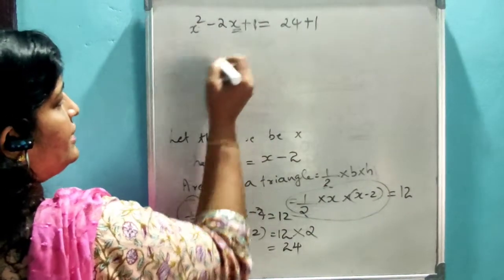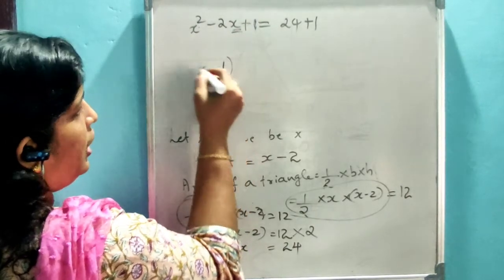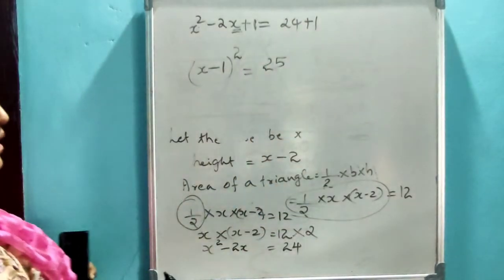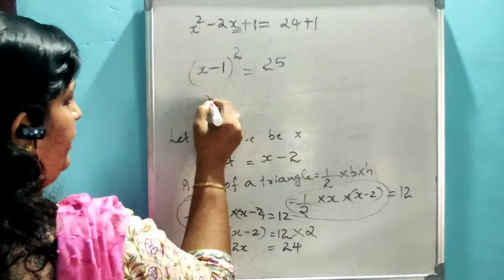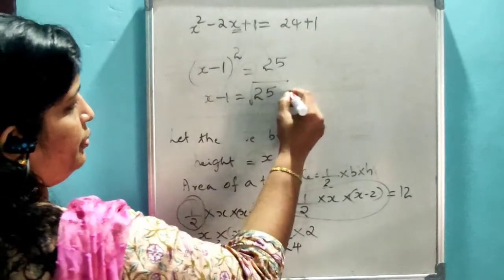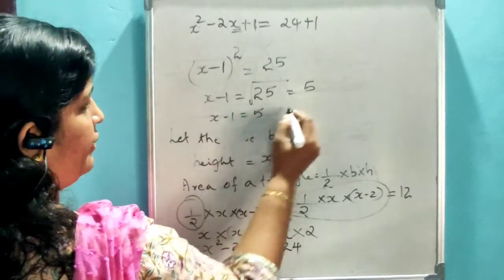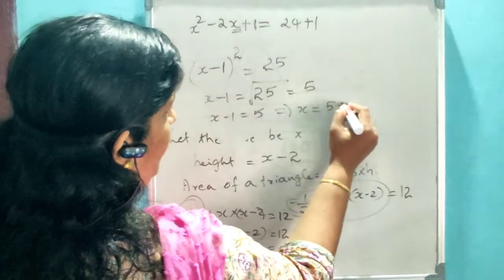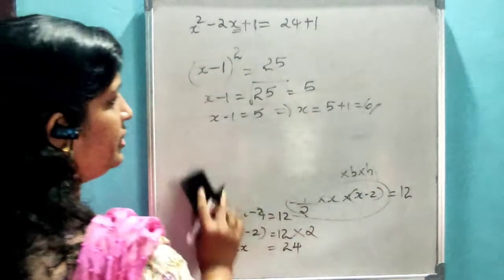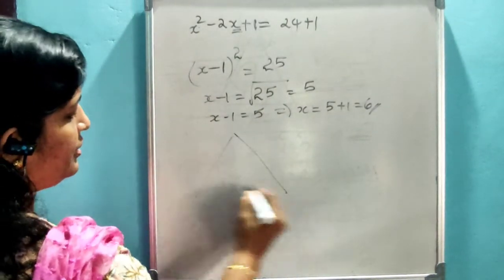So this is the square of which number? Half of the coefficient of x, that is minus 1. So x minus 1 whole square is equal to 25. Then x minus 1 is equal to root 25, which is 5. That is, x minus 1 is equal to 5. Then x is equal to 5 plus 1, that is equal to 6. So we have the base of the triangle.